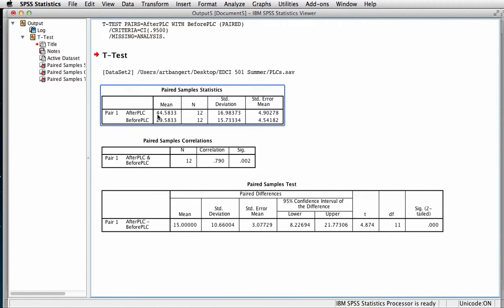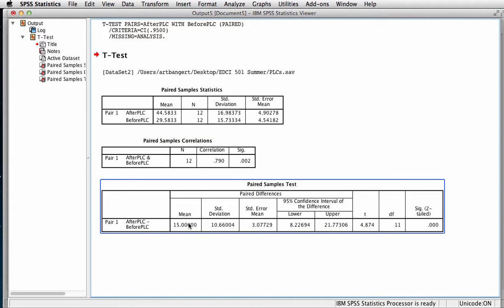And so you can see that the mean after implementation of PLCs was 44.6, and before PLCs was 29.58. And we see that the mean difference was 15 points on average per teacher who rated the collective efficacy for the school. Our t ratio is 4.874, and we see that this result is highly significant.